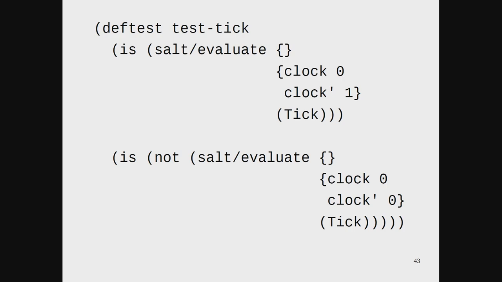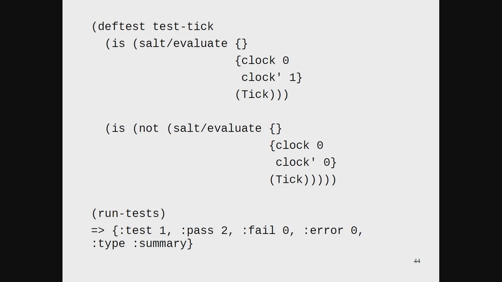So I could write a test here. I called it test tick. I could make two assertions in it. If I evaluate clock 0 and clock prime 1, and I evaluate tick in that context, it should be true. And if I evaluate this other thing, it should not be true. Now I could build up a test suite that covers the different parts of the specification that I'm writing. And once I do that, I can run a suite of tests by evaluating this run test, and it tells me if they're passing or failing.